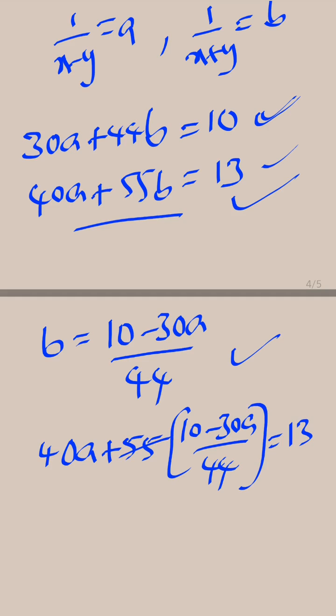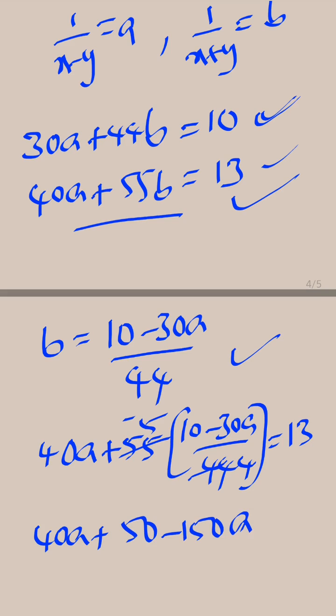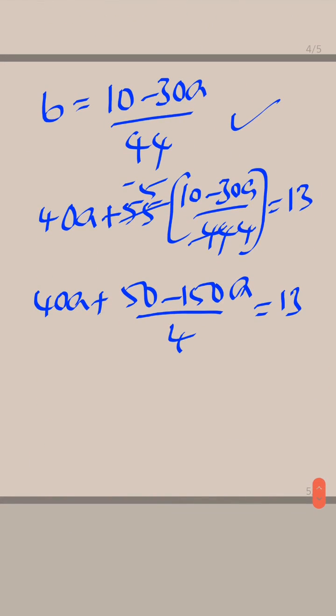Simplification means here I can cancel: 11 4s are 44, 11 5s are 55. So after cancellation I got 40a plus a, with this 5 multiply these two, 5 10s are 50 plus minus 5 3s are 15, that means 150a by 4, that equal to 13. Now here I'll take LCM.